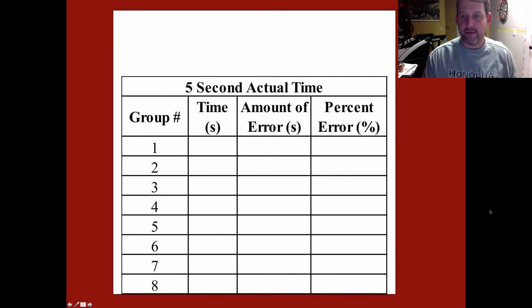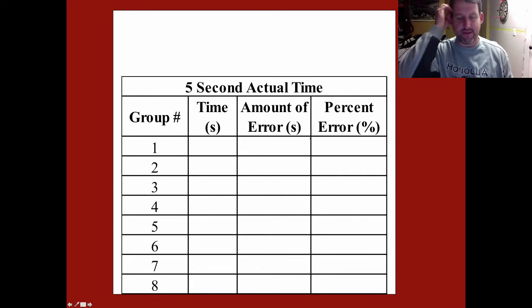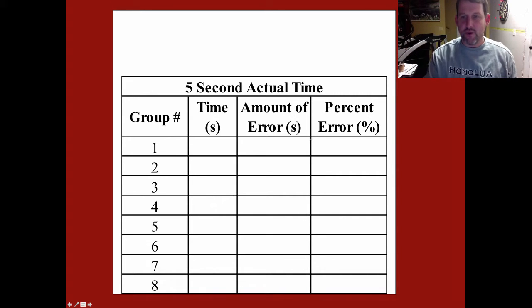Actually, before we do that, can you look for any patterns in your data? What's happening with our amount of error? Are our thumbs getting significantly better? Like, are we off by less every second? That's something to think about each time. And then also, what's happening to our overall percent error? Is it getting better or is it getting worse over time? So we'll see what happens.